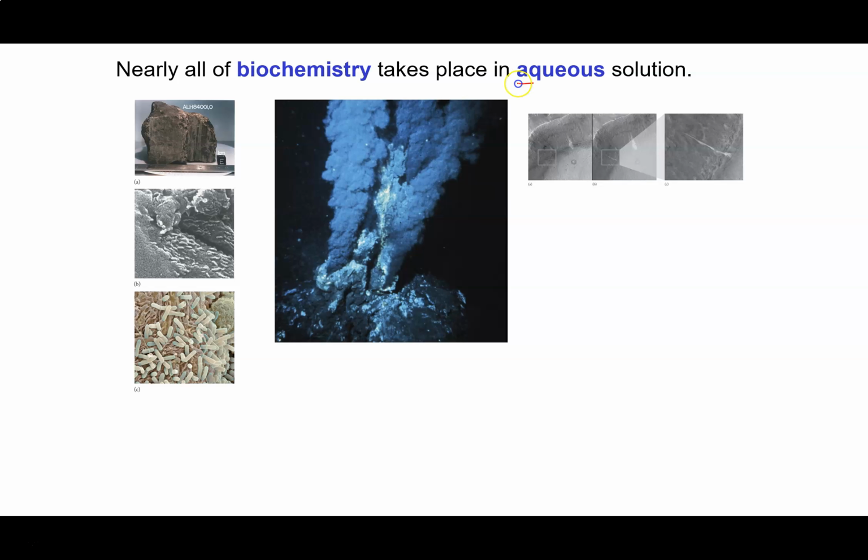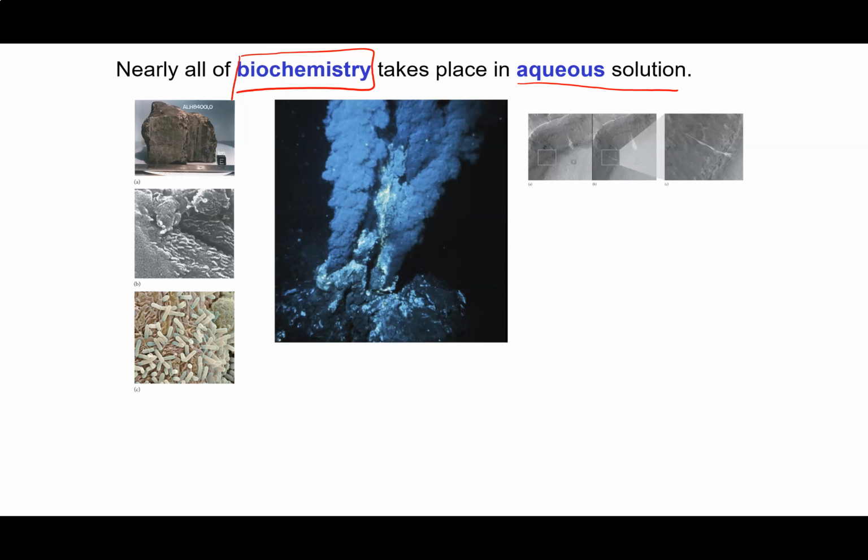Now, aqueous solutions are important because nearly all of biochemistry takes place in aqueous solution. So often if there is water present, by default, it almost seems that there will be biochemistry occurring. So even at the very bottom of the ocean near a mid-ocean ridge, where the temperatures are several hundred degrees Celsius, the pressures are many times greater than atmospheric pressure, and there's absolutely no light, we'll still see biochemistry going on down there.